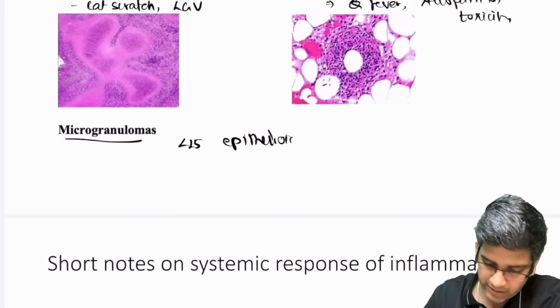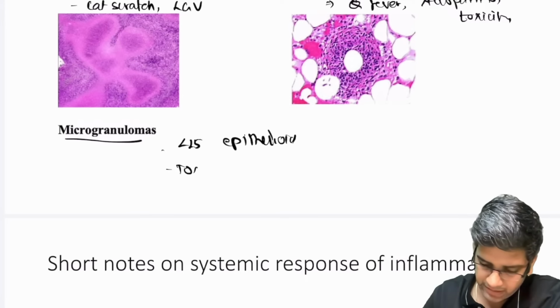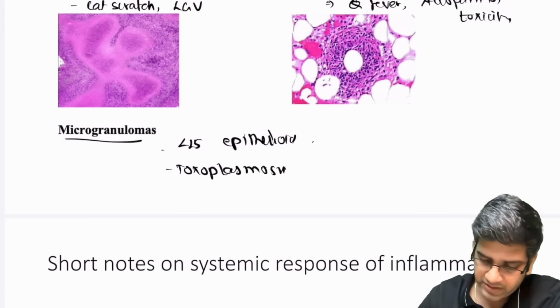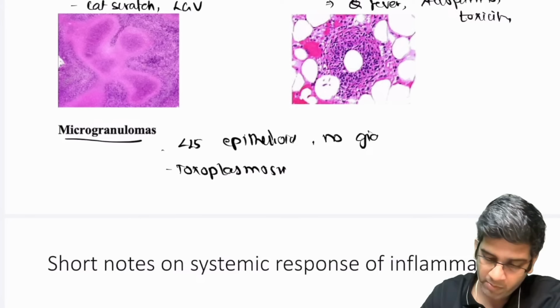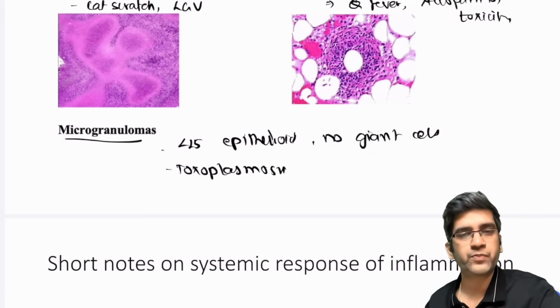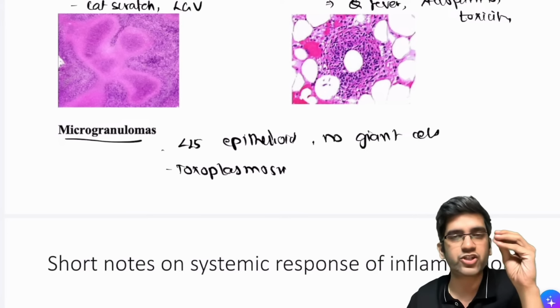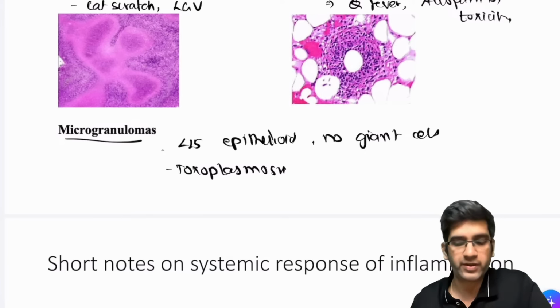I can call it a microgranuloma, and I see them primarily in toxoplasmosis. The most important thing in a microgranuloma is there should be no giant cells. The moment I start having giant cells, I know that it's not a microgranuloma anymore. Fine. Okay, these are a few examples of granulomas. We can easily structure any question on chronic inflammation like this, right?